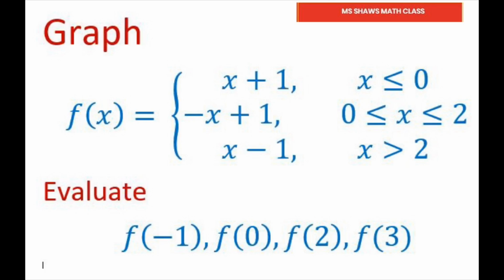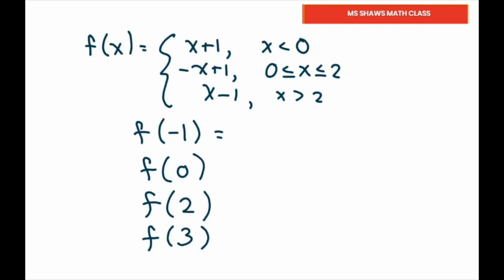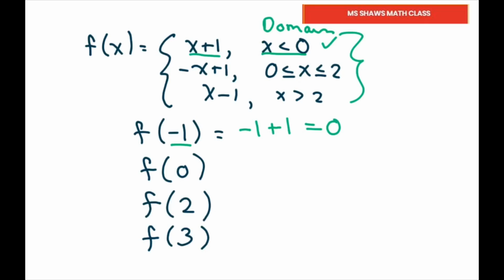So the first thing I think we'll do is just go ahead and evaluate, in case you're not used to that. So here we have our function. I kind of wrote it out. And we need to evaluate f of negative 1. So the only place, these are your domain values, the only place f is negative 1 is in this domain. So we plug it into this equation. So negative 1 plus 1 equals 0.